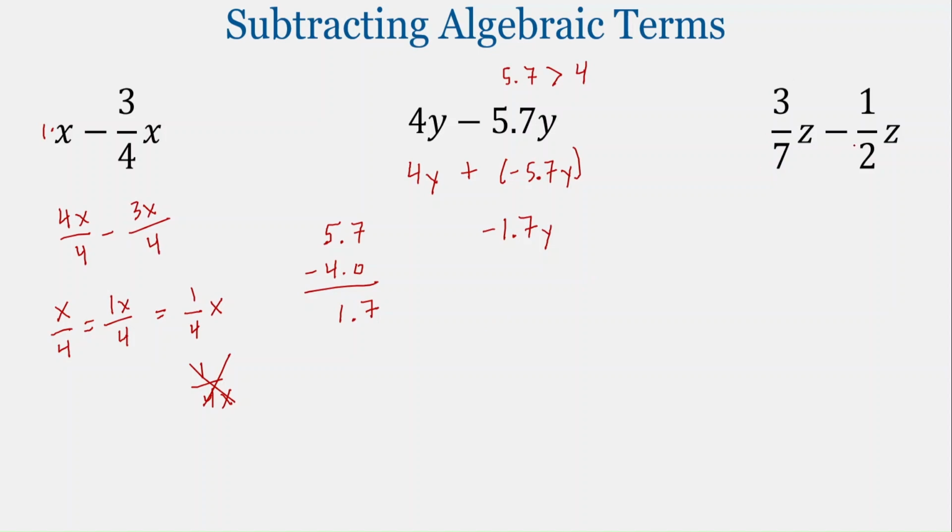And then finally, returning to fractions. First step is to find the common denominator. In this case, that's going to be 14. It's also the least common denominator. So we'll multiply 3/7 z. We're going to multiply that by 2 over 2. And that'll give us 6 over 14 z. And then 1/2 z. We're going to multiply that by 7 over 7. That's going to give us negative or minus 7 over 14 z.